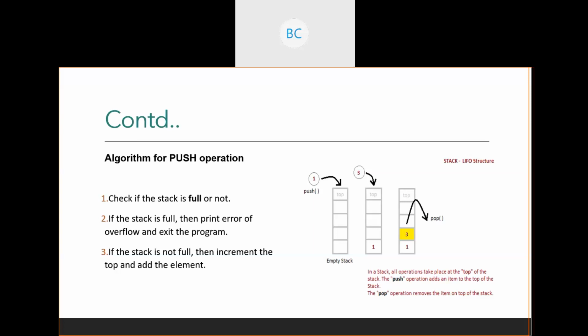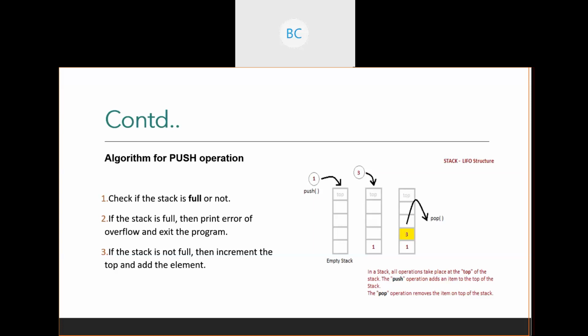So before adding, you have to check whether it is full or not. If it is full and you are trying to add one more thing, then it will create an overflow condition. So after checking, if the stack is full, it will simply print overflow and it will not add any more items. Now if the stack is not full, then it will simply add the element.